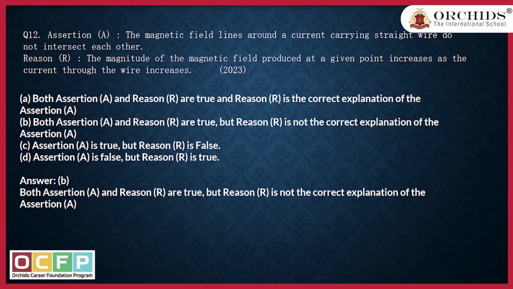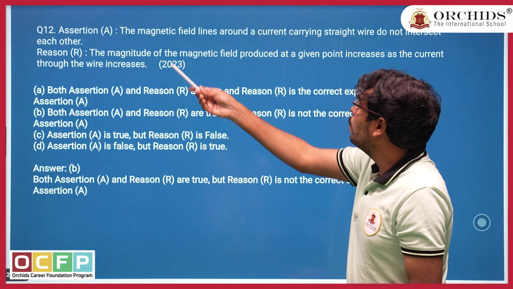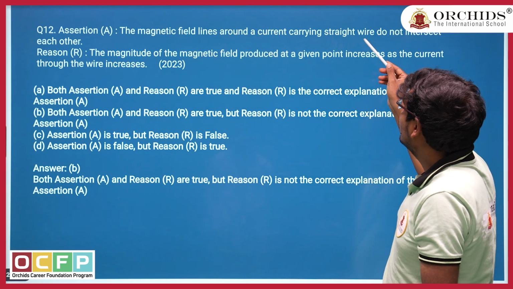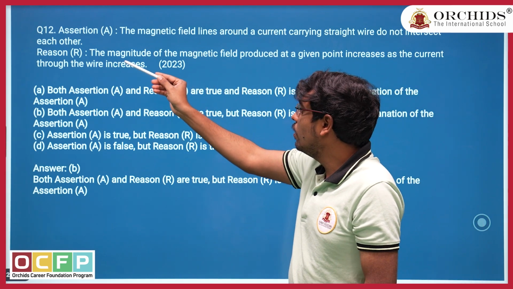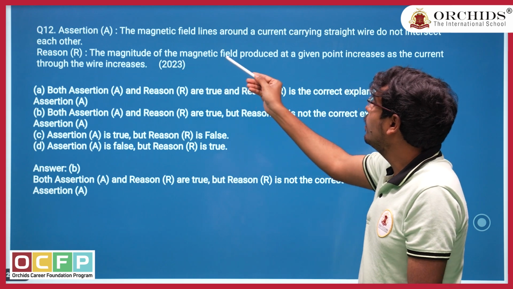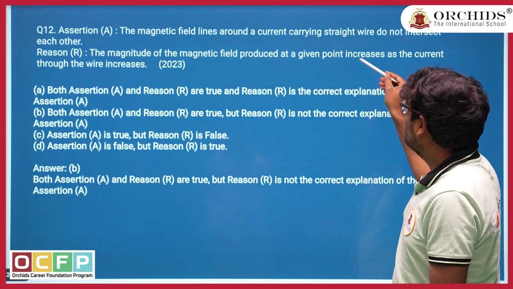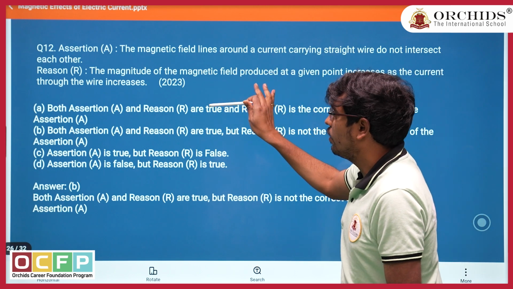Now we will go to the next question. The next question is again an assertion-reason question. The magnetic field lines around a current carrying straight wire do not intersect each other. The magnitude of the magnetic field produced at a given point increases with increase in current. Yes.